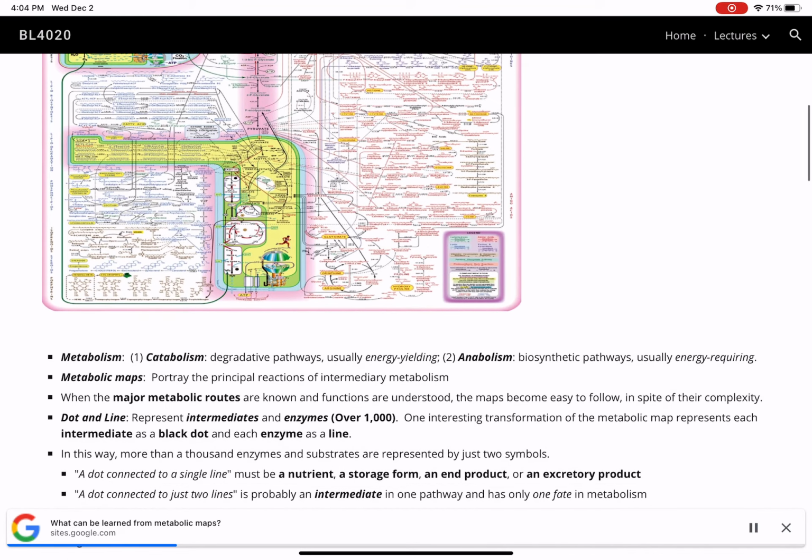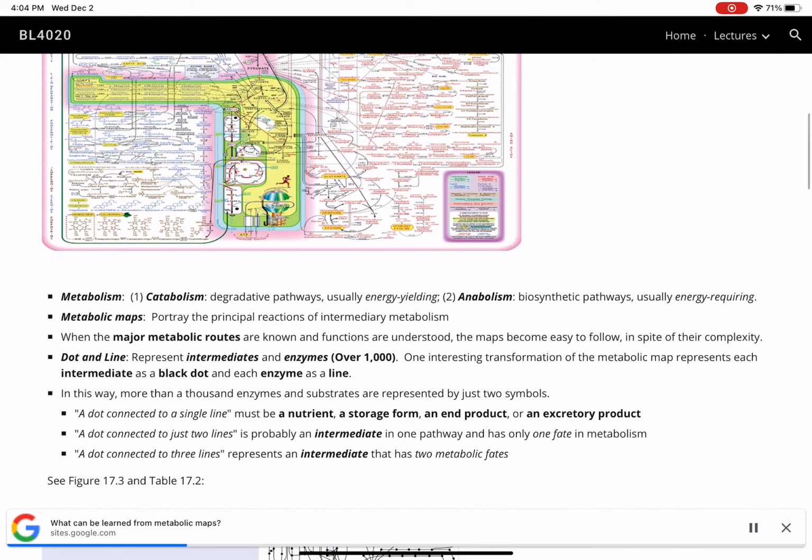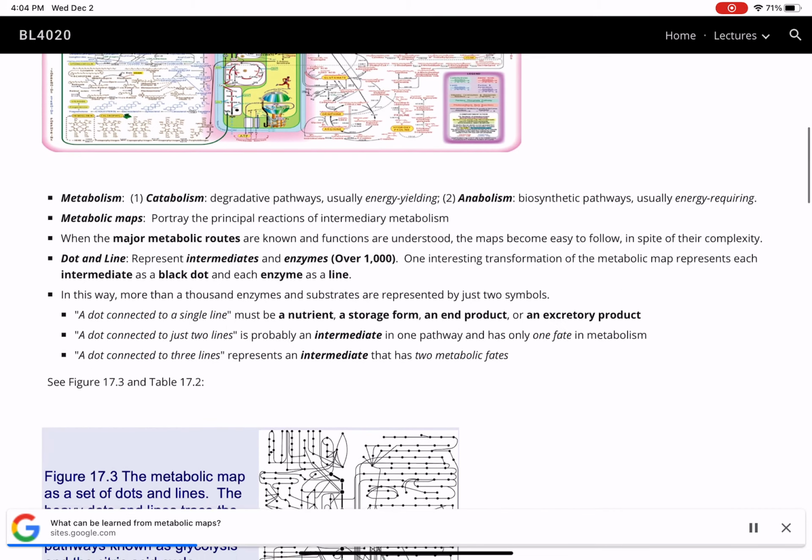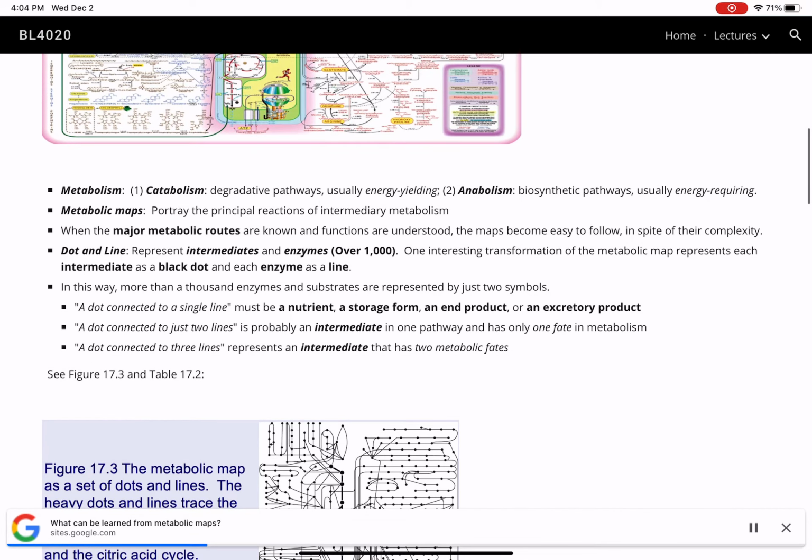Metabolism. 1. Catabolism. Degradative pathways, usually energy-yielding. 2. Anabolism. Biosynthetic pathways, usually energy-requiring. Metabolic maps portray the principal reactions of intermediary metabolism. When the major metabolic routes are known and functions are understood, the maps become easy to follow, in spite of their complexity. Dot and line represent intermediates and enzymes, over 1,000.